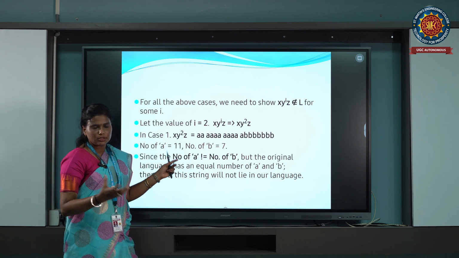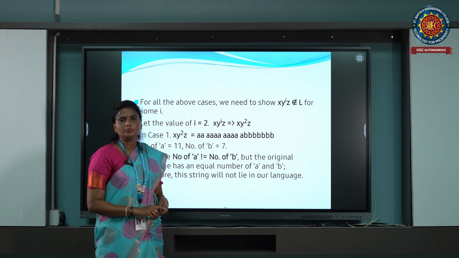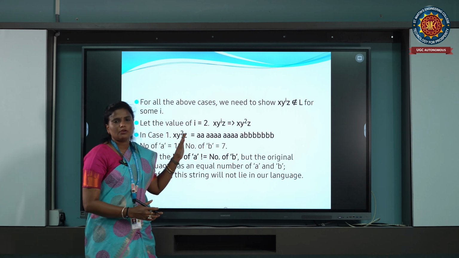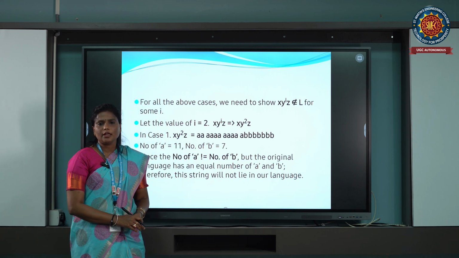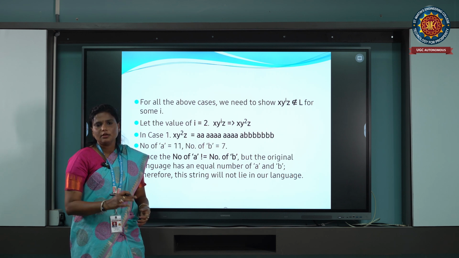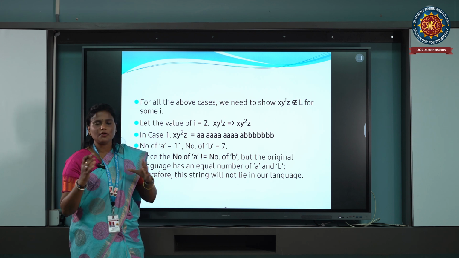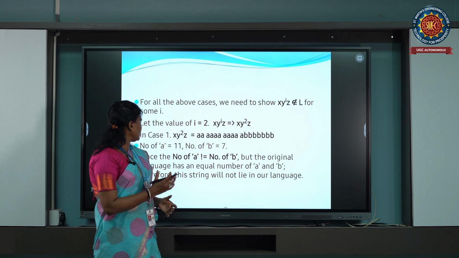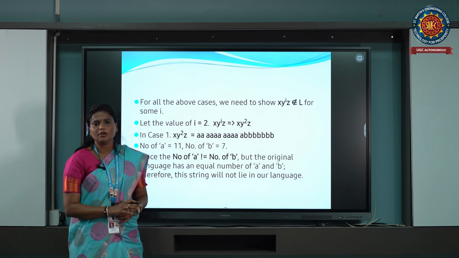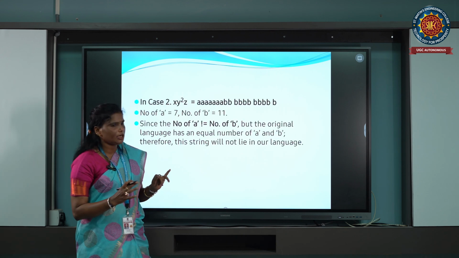this string is not following the original regular language, that is a to the power n and b to the power n. That means it is not following an equal number of a's followed by an equal number of b's. So this language is not a regular language. This string does not belong to this regular language.